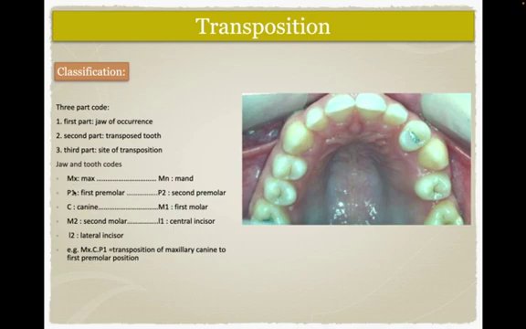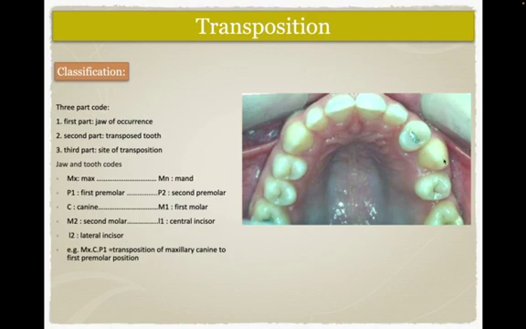And here we have coding for the teeth. The first premolar is called P1. Second premolar is called P2, while the canine is called C. Molar is called M1, and second molar is called M2, while the central incisor is called I1, while the lateral incisor is called I2.